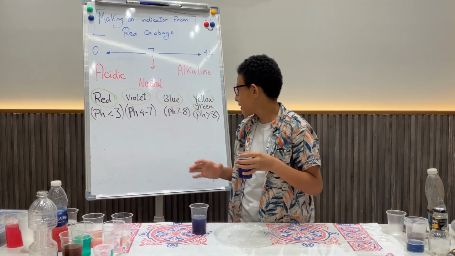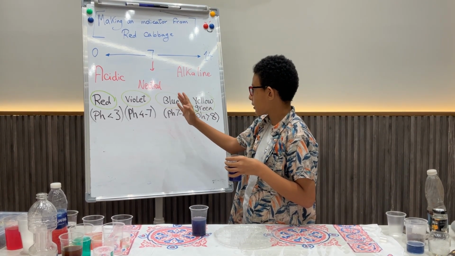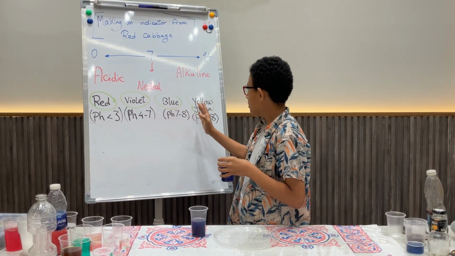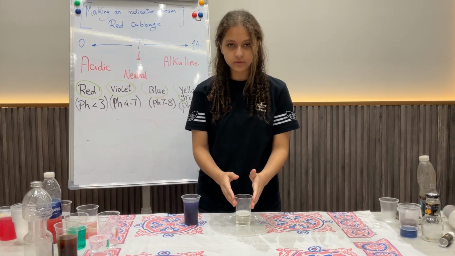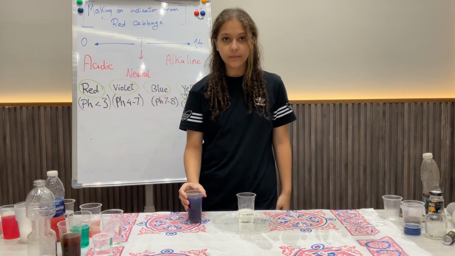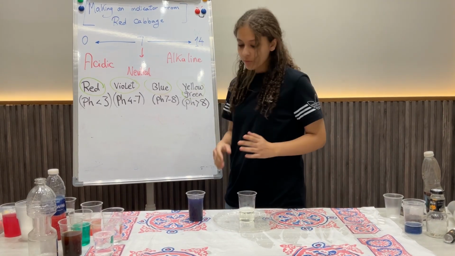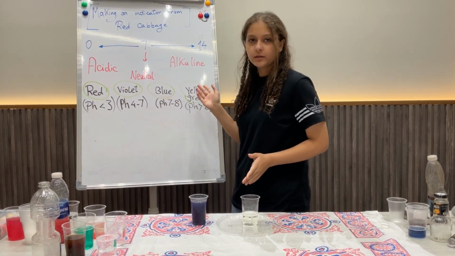Okay, as you see it's blue, so it's between 7 and 8, and only water is a neutral liquid, so that's 8. That means it's an alkaline. Now we're going to be testing our unknown substance. We're using our indicator, which is red cabbage. So we're going to be testing if this is acidic, neutral, or alkaline.